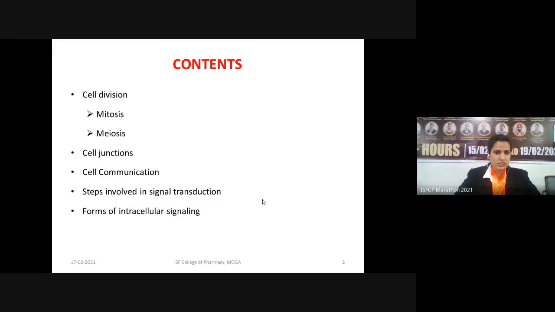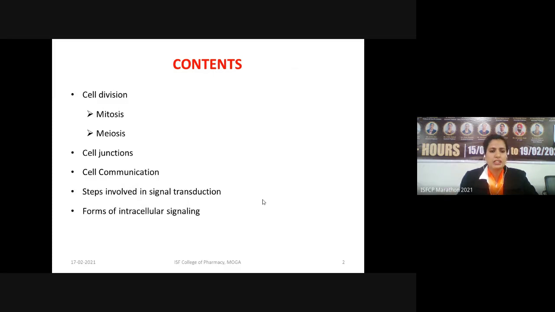Second are cell junctions, that is how the cells communicate with one another. Then there is cell communication, which is also known as cell signaling. So how do they transfer the signals to one another?